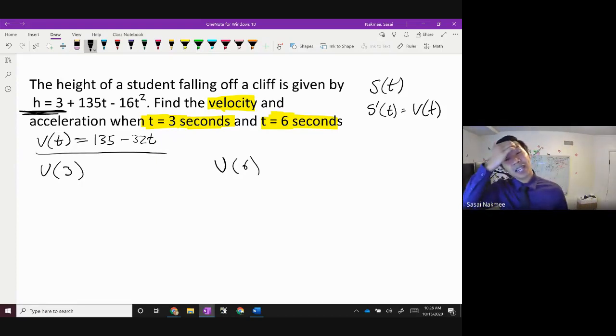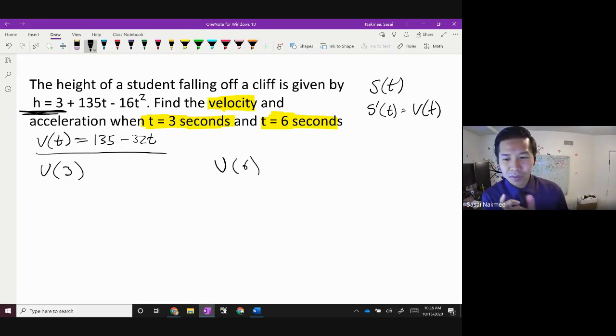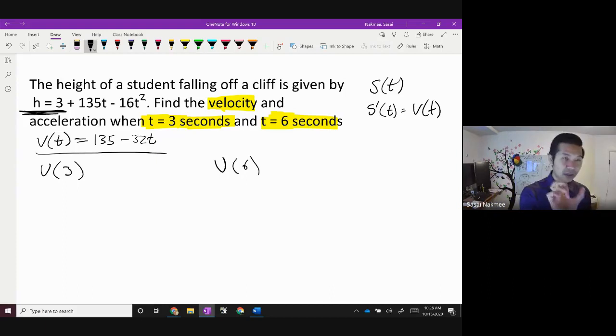If you're asked to find the velocity of something, and it doesn't say average velocity, it just says velocity, take the derivative of it, right? Take the derivative of it. If it asks you to find the average velocity, they always put one or the other.